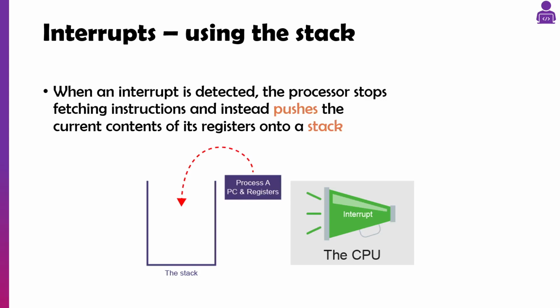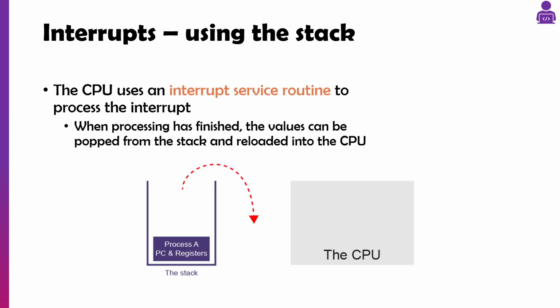It uses a thing called a stack, which we'll look at a lot later in the specification. There are plenty of videos on stacks, but that is a data structure where the first thing in is the last out. So any other interrupts get put on top of that, like a stack. If you think of layers of a cake or stacks of plates, that's the kind of thing. When an interrupt is detected, the processor stops doing any fetch, decode, execute and pushes all the registers' data and all the instructions onto a stack. It then uses the interrupt service routine to process that interrupt, and when it's finished we can pop all the old stuff from the stack and reload it back into the CPU.